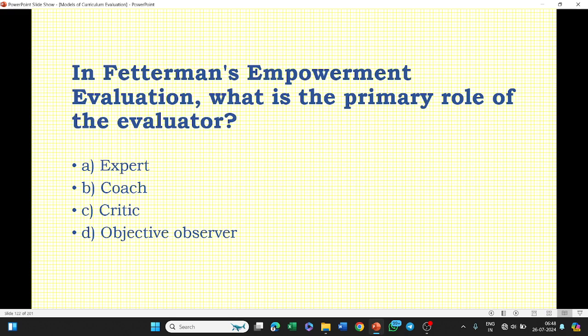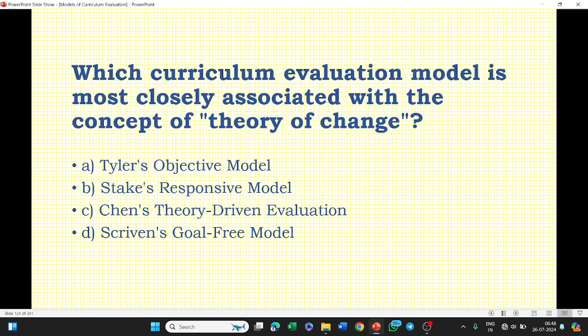Next, in Fetterman's empowerment evaluation, what is the primary role of the evaluator? Options: expert, coach, critic, objective observer. Answer of this question is option B, that is coach.